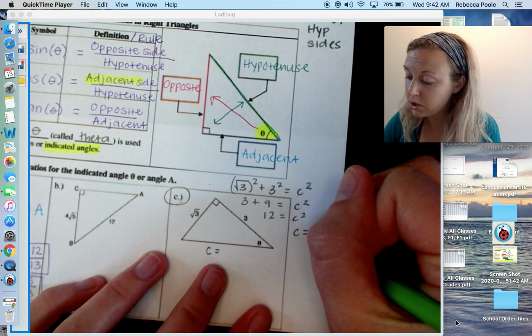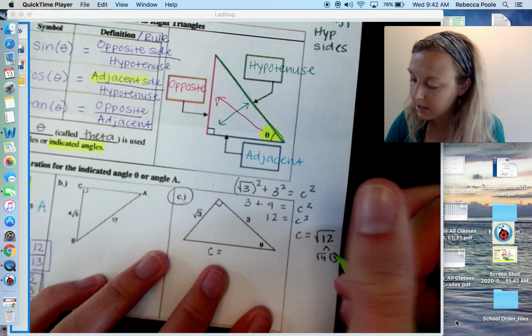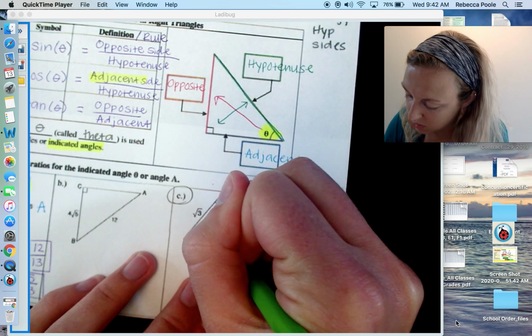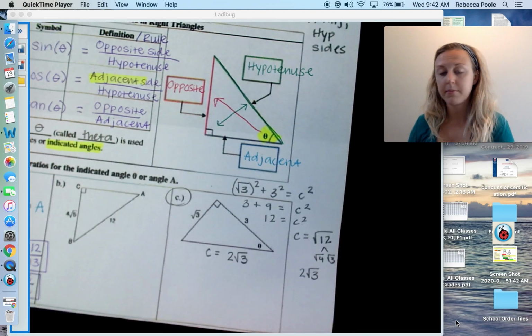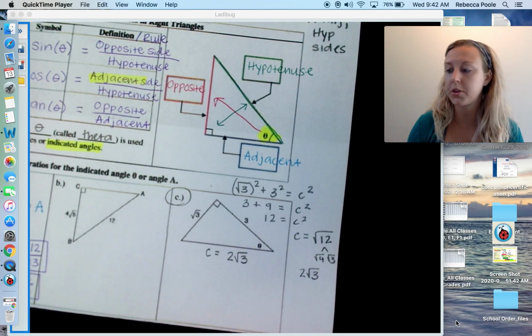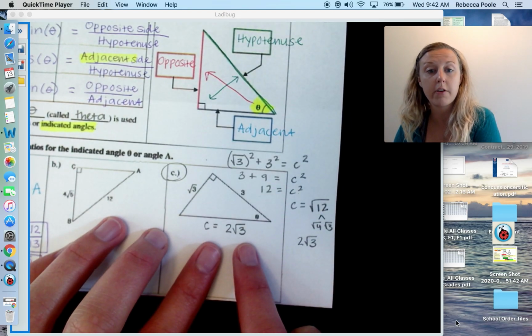And then we can reduce that. The biggest perfect square that goes into it is 4 times 3. So square root of 4 is 2. So this third side should be 2 square root of 3, okay? So they didn't give you the third side on your homework. I believe they give you all 3 sides. But if they didn't, you could use Pythagorean theorem to find the third side, all right?